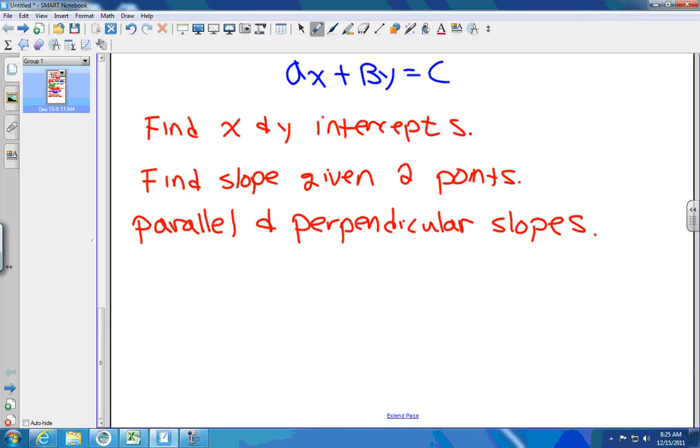Parallel and perpendicular slopes. What do you know about the slopes of parallel lines? They are the same. Parallel lines slope the same. So if I tell you that it's parallel to a line that has a slope of 4, what's the slope of your line? 4 as well. Perpendicular, anybody remember? That's the one nobody ever gets. Opposite. Reciprocal.